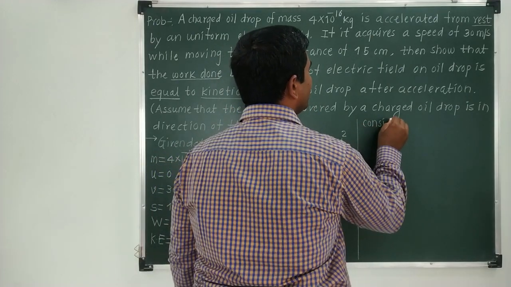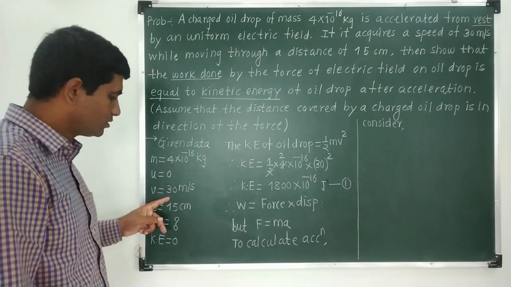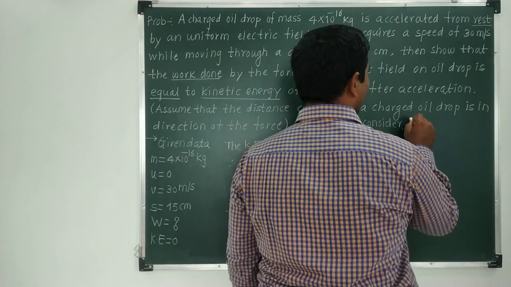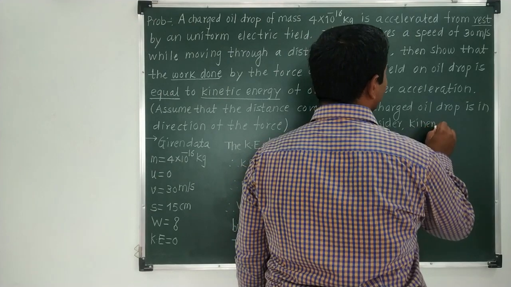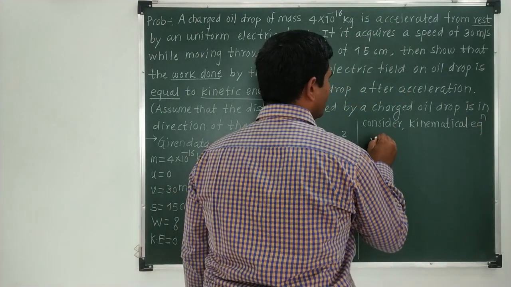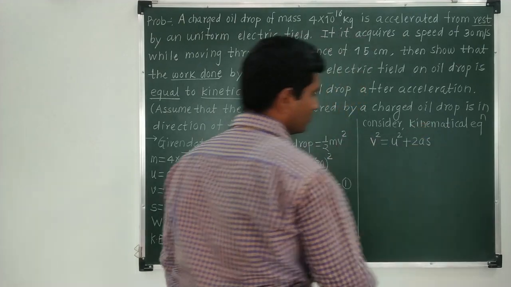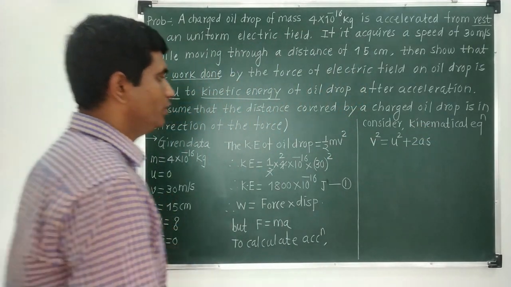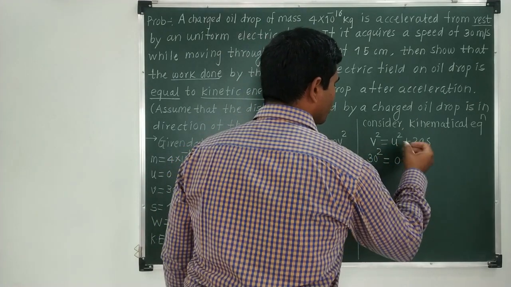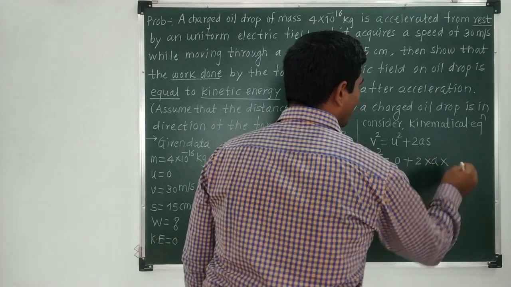Now see, we know the kinematical equations. As we know the initial velocity and final velocity, I'll consider the kinematical equation v square is equal to u square plus twice as. V is 30, so it is 30 square is equal to u square, which is 0, plus twice into acceleration, which we need to find out, into s.